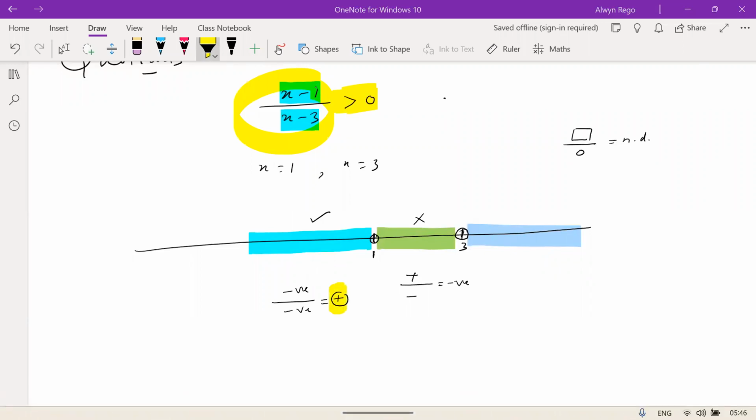So positive is here, but then if you take a value more than 3, then say you take a value 10. 10 minus 1 is positive upon 10 minus 3 is positive here. So that'll give you positive. So I want that value.